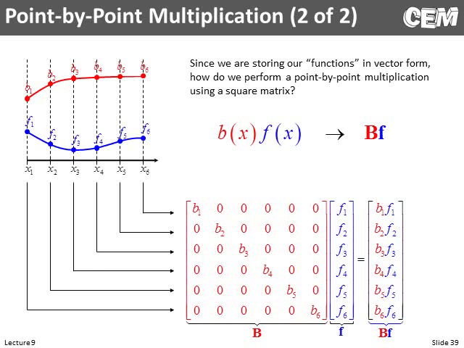So here's the answer. It turns out it's a diagonal matrix where the values of B1, 2, 3, 4, 5, and 6 go along the diagonal. So if you do your row-column operations and multiply this column vector, you'll see that you definitely do get this. So point-by-point multiplications are performed by diagonal matrices, matrices that are zero everywhere except numbers going down the diagonal. So in this case, our diagonal matrix we call capital B. That is our matrix operator for a point-by-point multiplication with B.